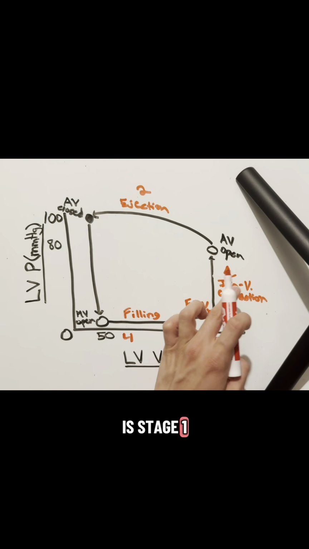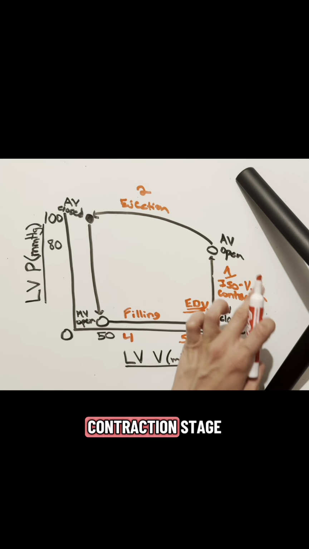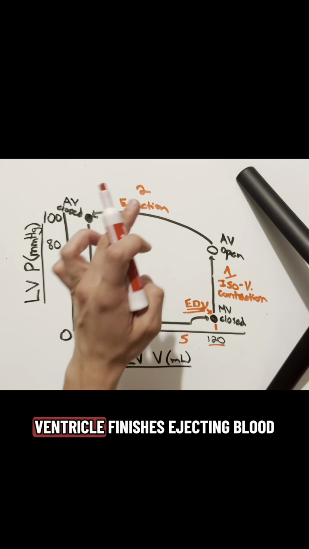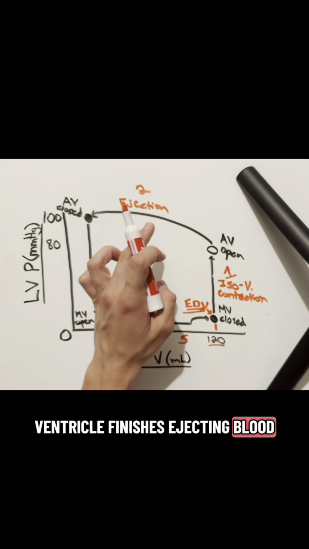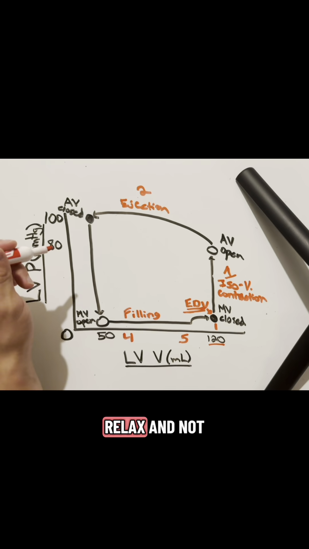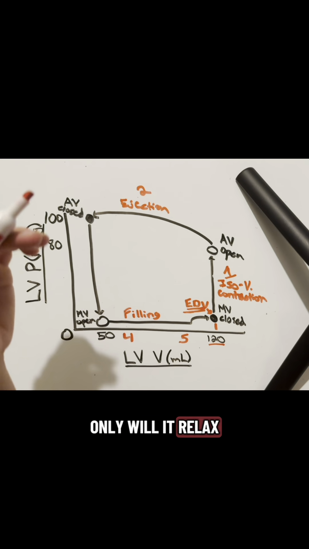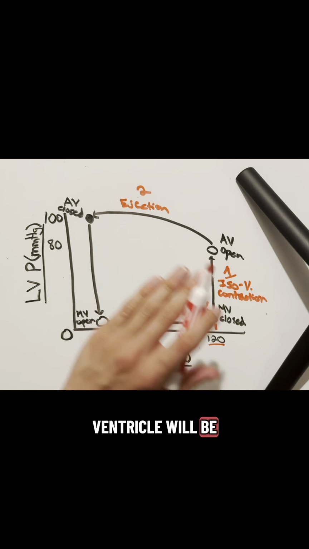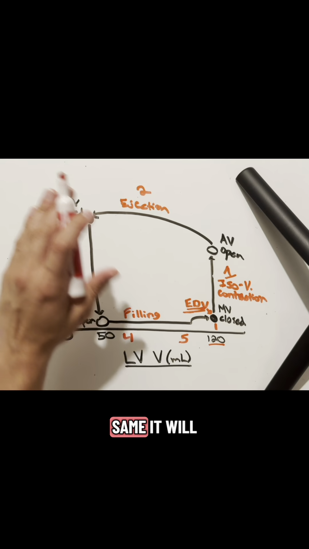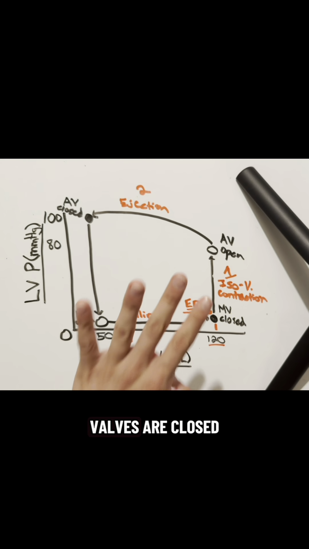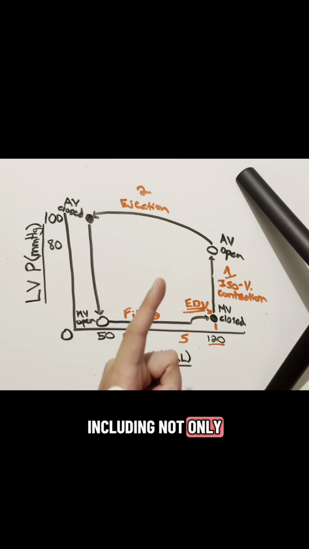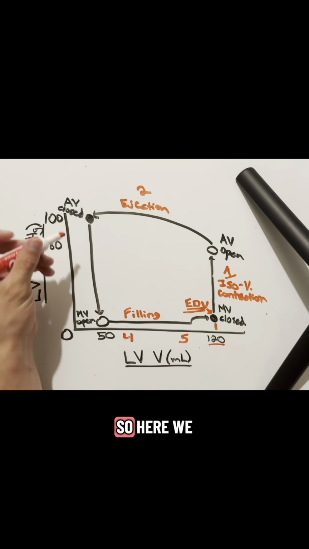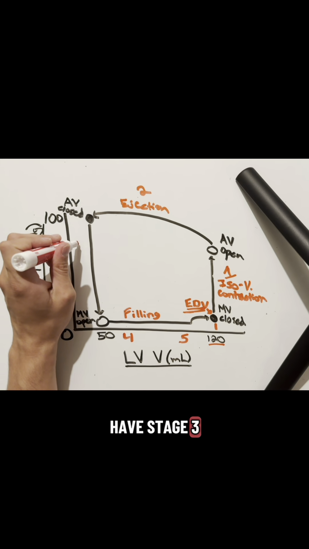So this is stage 1, the isovolumetric contraction stage. Then we have stage 2, ejection, and once that ventricle finishes ejecting blood, it will then relax. And not only will it relax, but the volume in that left ventricle will be the same. And it will be the same because all 4 valves are closed, including not only the 2 semilunar valves, but the 2 atrioventricular valves. So here we have stage 3.